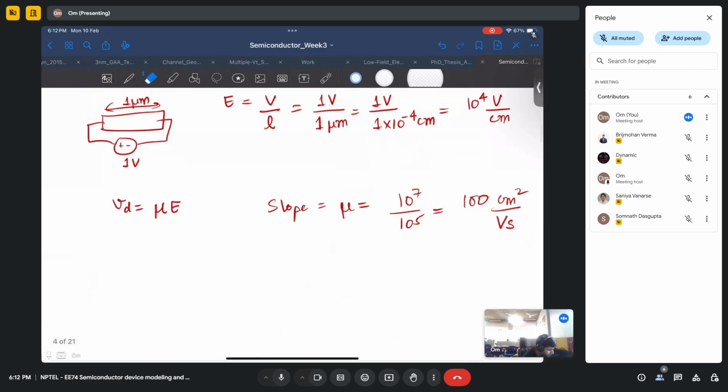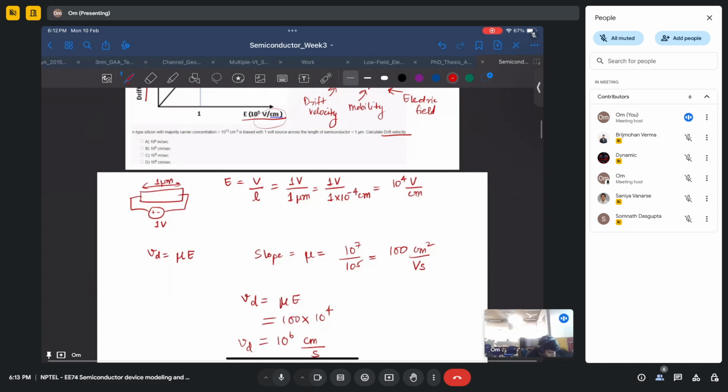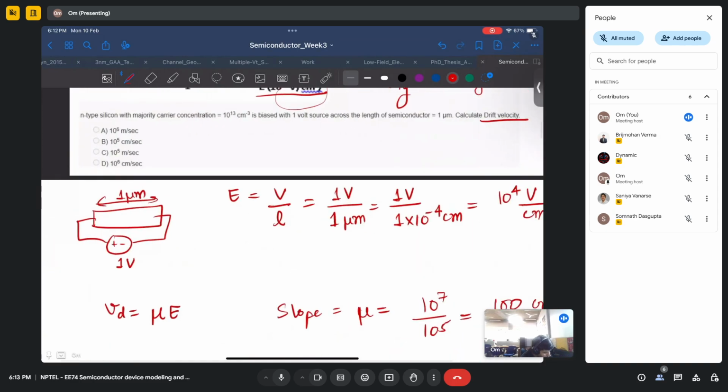Now we can find Vd. Vd equals mu E, which is 100 into E, which is 10 to the power 4, which means Vd is 10 to the power 6 centimeter per second. So what options do we have? We do have 10 to the power 6 centimeter per second, which is the answer.